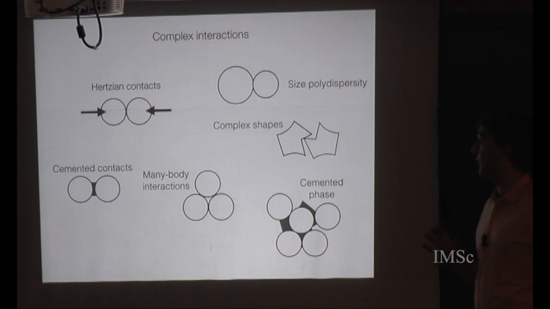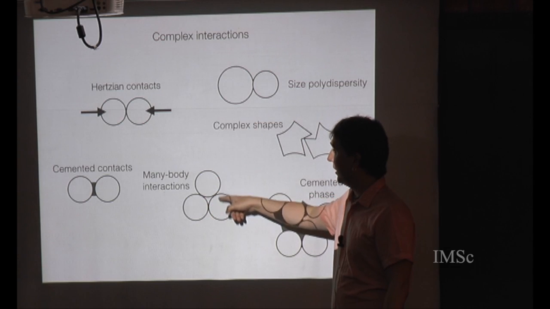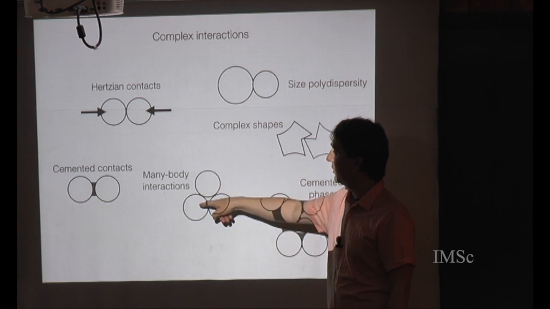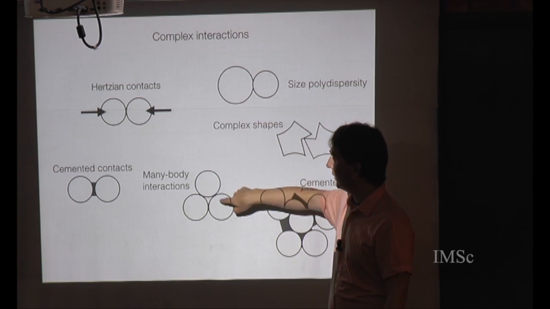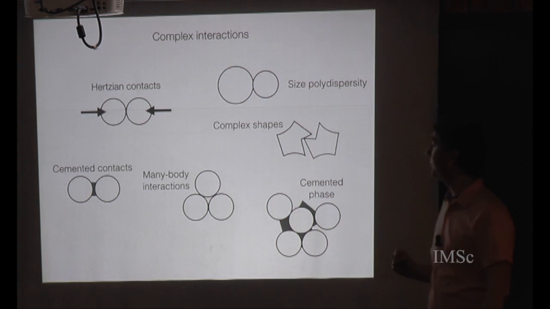We have different kinds of interactions, we have different kinds of contacts. Hard things contacting hard things have a nonlinear contact force, which may be different from the soft kind of cemented contacts. There are many body interactions. For example, if you try to deform this pair of particles, you'll end up also deforming the particles around it.